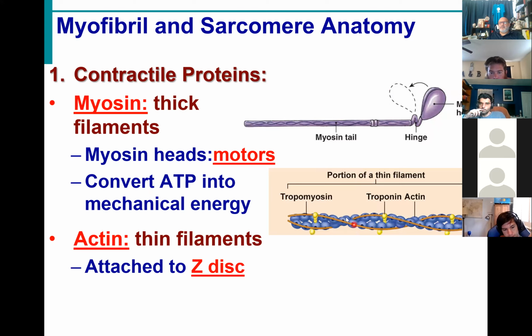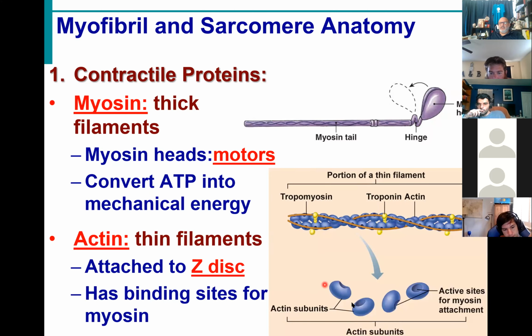Of course, it needs something to grab onto, and that is our actin filament. Here we see those individual dimers, subunits, and they have a binding site, a handhold, for that myosin head to grab onto.